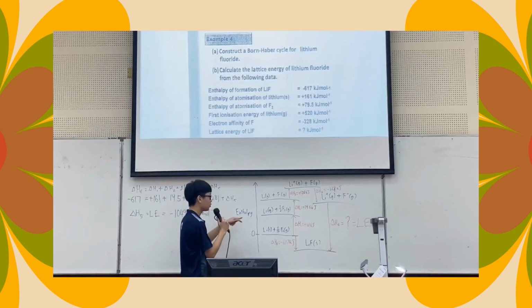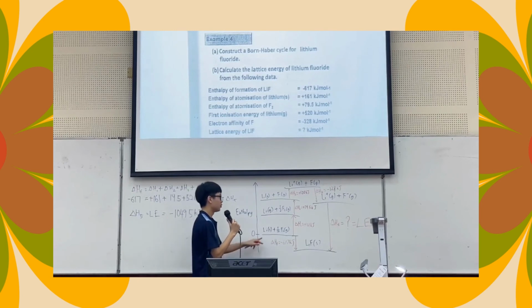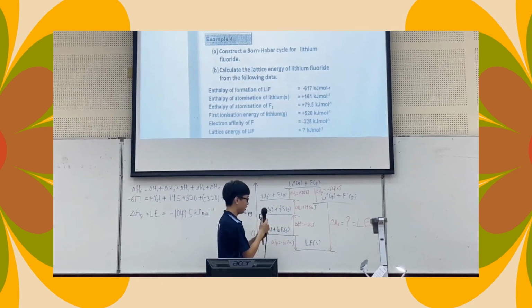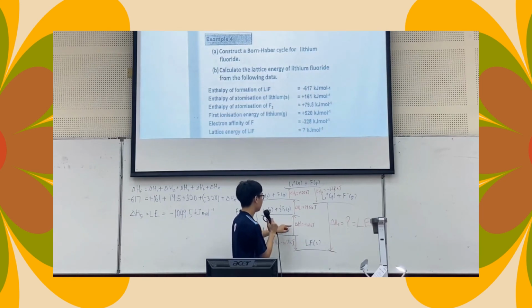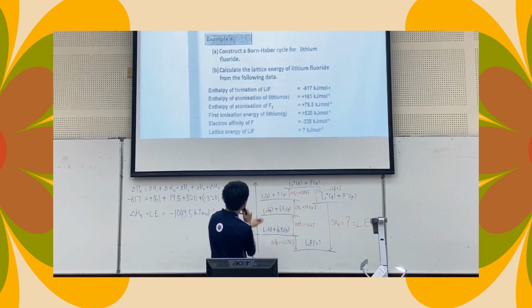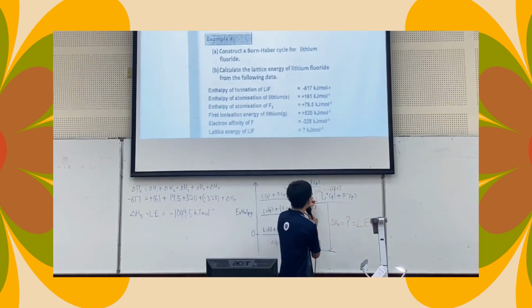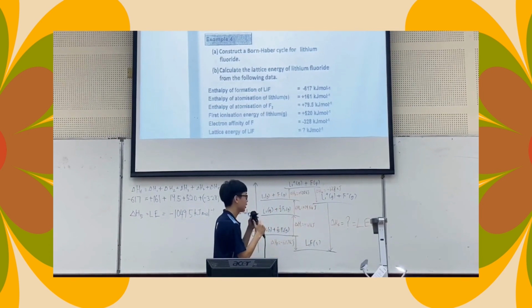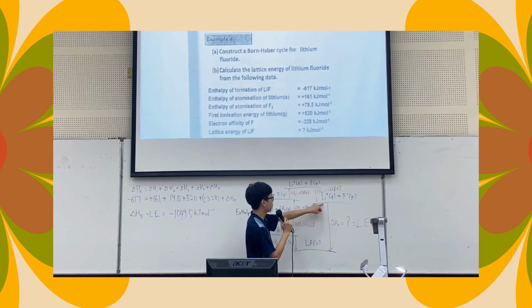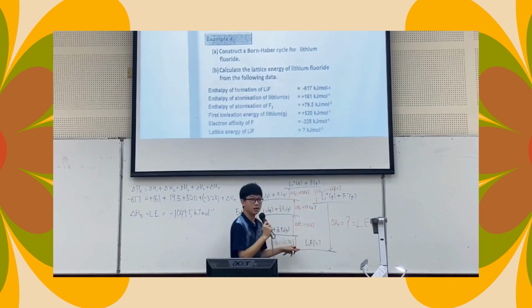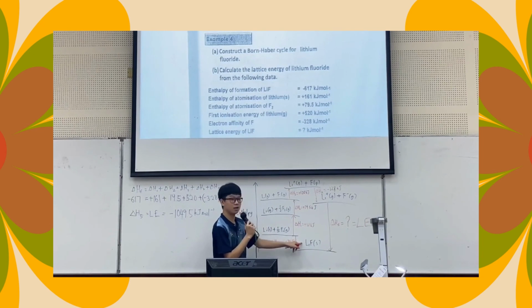Okay. When we are drawing the energy level diagram, we always start with the reactants, which are the elements in standard state. So first, we will start with the atomization of lithium, followed by the atomization of fluorine gas, and then the ionization of lithium, followed by the electron affinity of fluorine in gaseous state, and the last will be the lattice energy to become lithium fluoride, which is the final product.